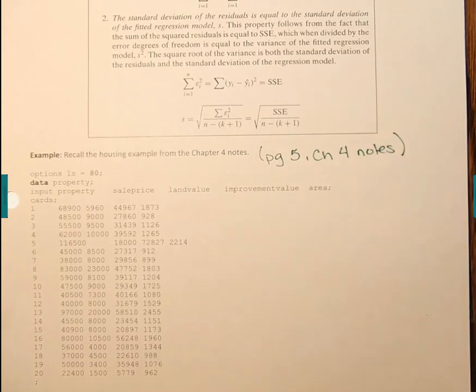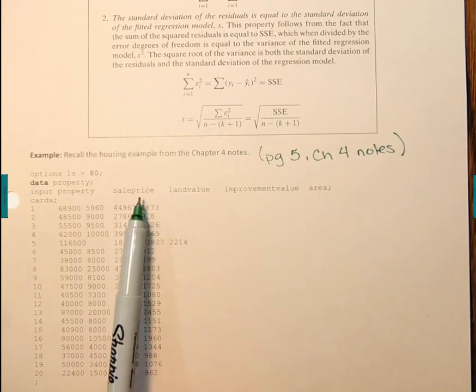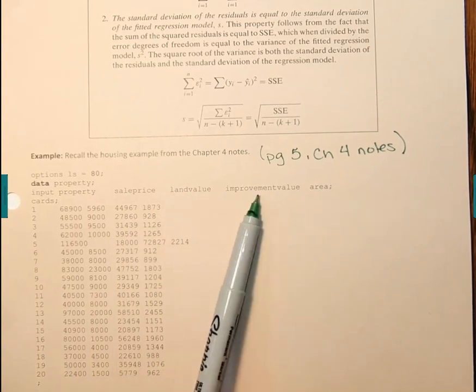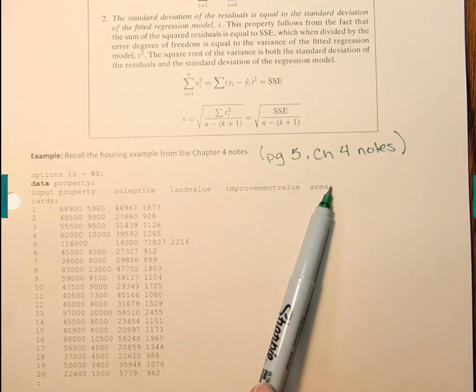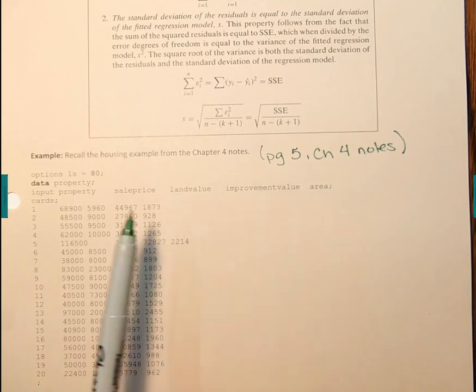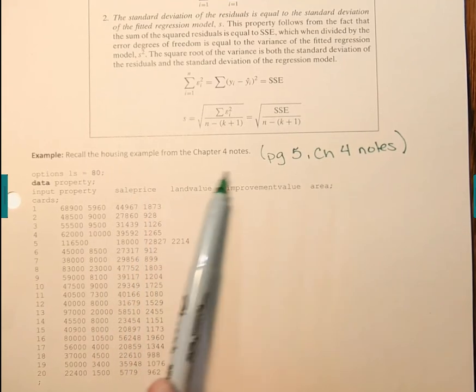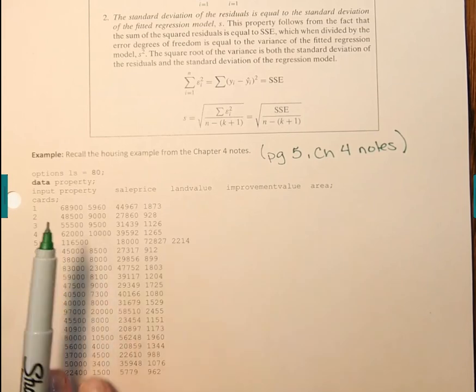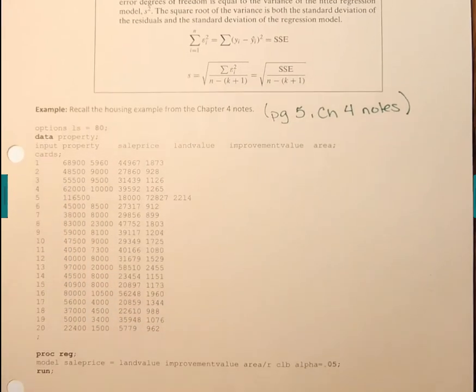And so we talked about this example a lot. This is the one where we had sale price, land value, improvement value, and area. And the idea was we were trying to predict the sale price based off of these three predictors. So if we look here at our SAS code, you'll notice what we've got here.